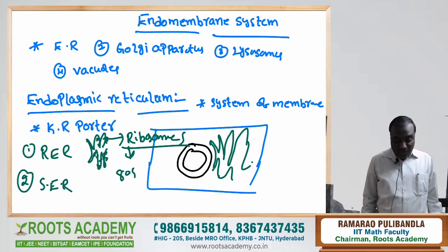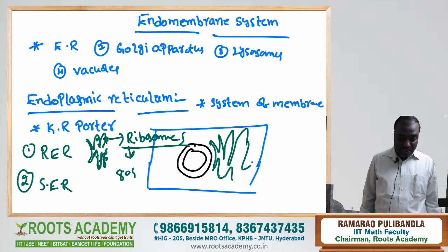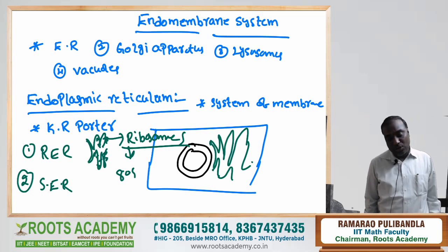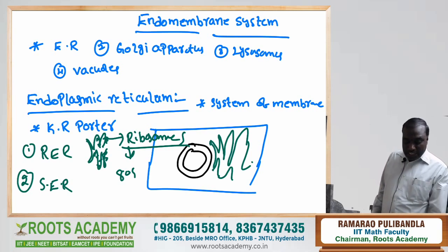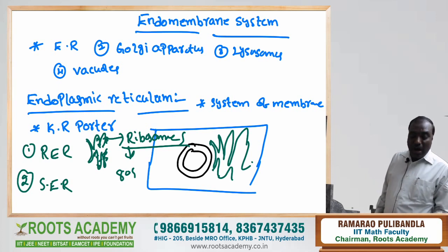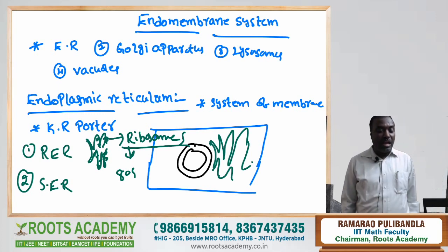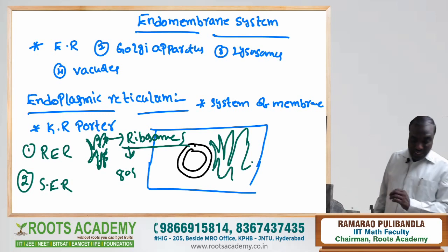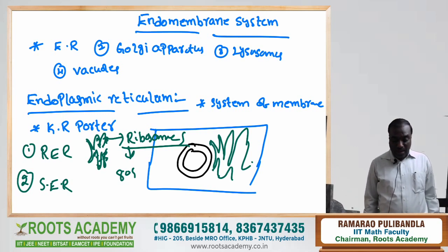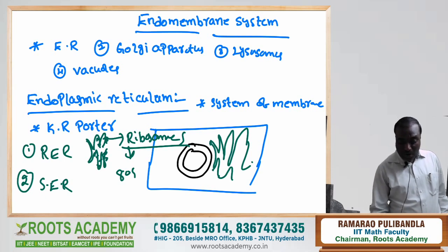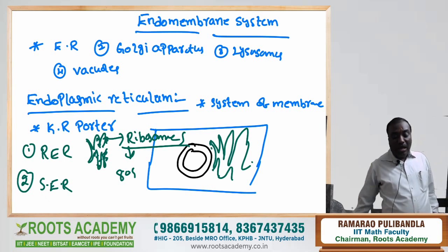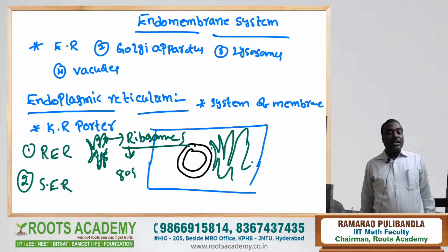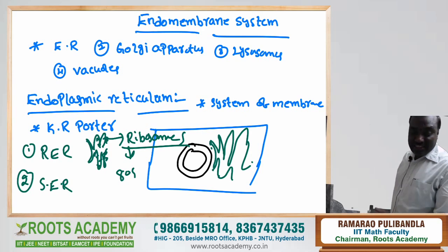Here, what are the functions of rough endoplasmic reticulum and smooth endoplasmic reticulum? Here, the rough endoplasmic reticulum is generally originated from the nuclear envelope. It extends from the outer nuclear envelope to the plasma membrane. Rough endoplasmic reticulum is concerned with protein synthesis.